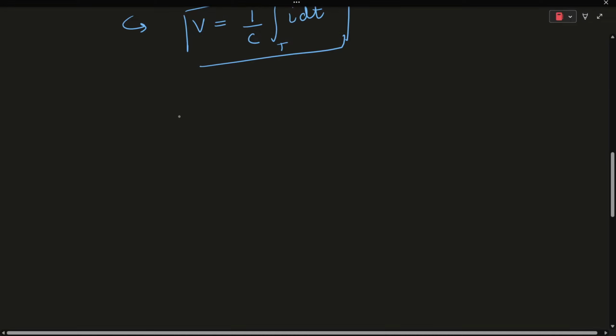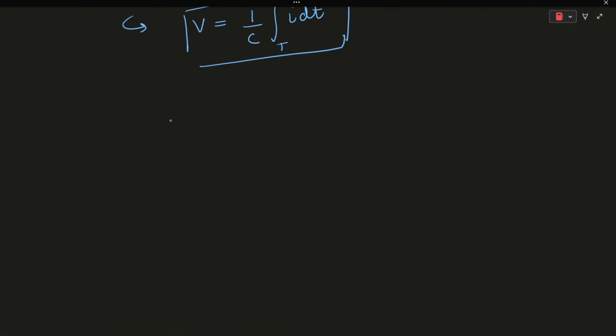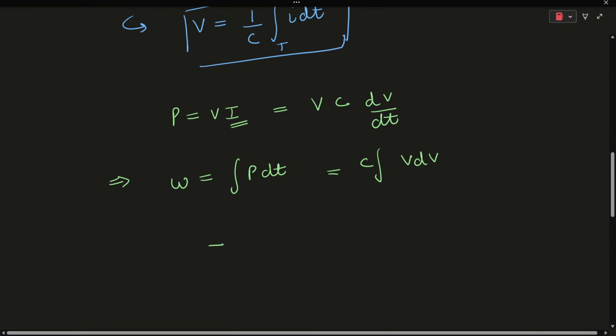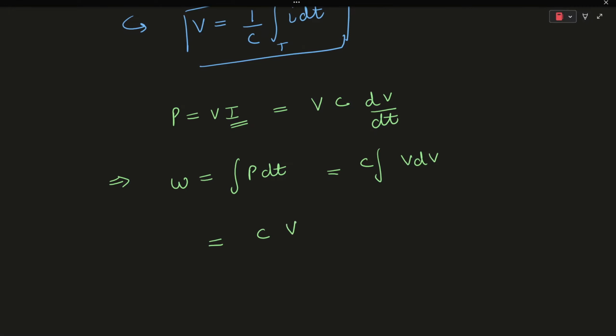We can also calculate the energy that has been stored in a capacitor. We know that P is equal to V into I. On substituting the value of the current, we get V into C dV by dt. Also, the work done or the energy is given as the integration of P dt. On substituting the value of P, we get the integration of C V dV, which will be equal to C V square by 2.